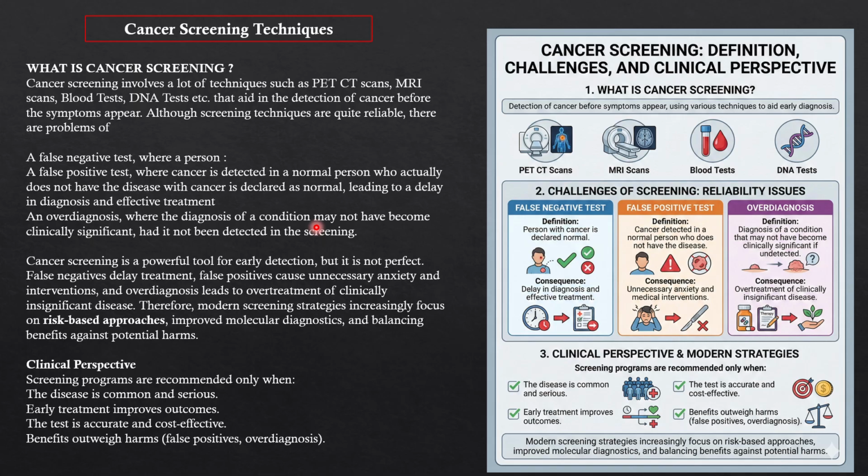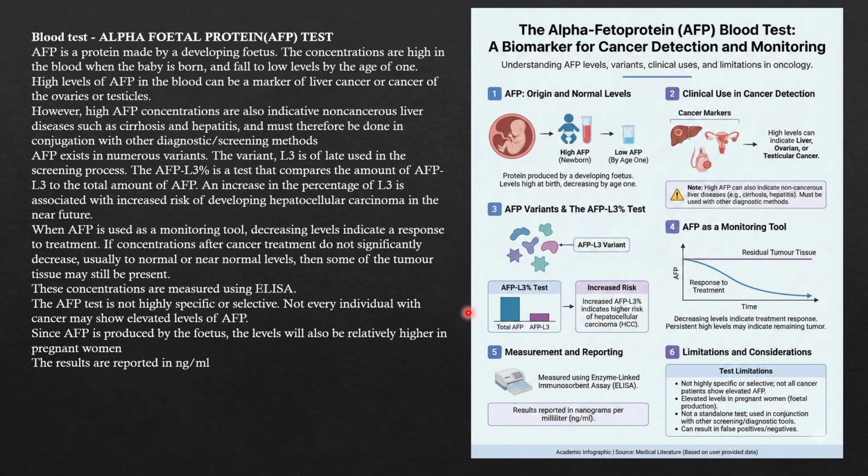An overdiagnosis is a condition where the diagnosis of a condition may not have been clinically significant and would not have been detected without screening. So cancer screening is a powerful tool for early detection, but it's not perfect. The false negatives delay treatment, false positives cause unnecessary anxiety and interventions, and the overdiagnosis leads to the overtreatment of clinically insignificant disease. Therefore, modern screening strategies increasingly focus on risk-based approaches, improved molecular diagnostics, and balancing the benefits against the potential harms.